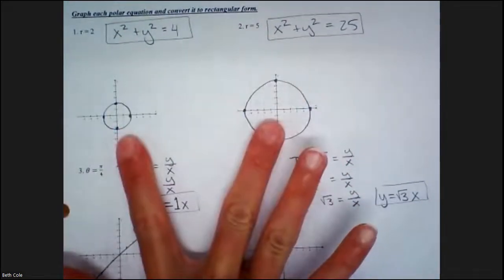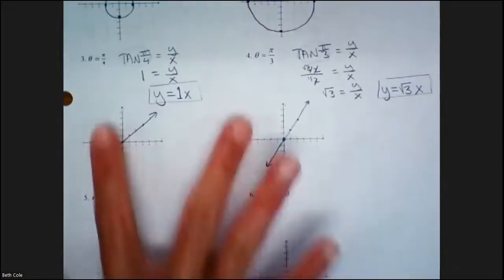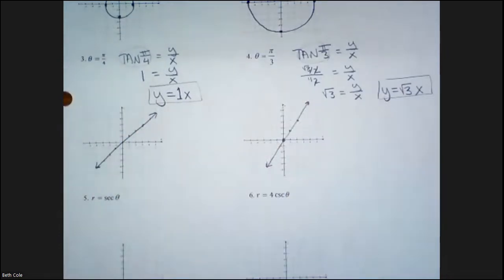So just to recap, if your equation is r equals, it's going to be a circle. That's the radius. If your equation is theta equals, it's going to be a line. You just need to figure out what the slope is. Cool so far?